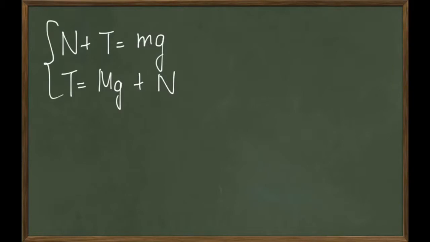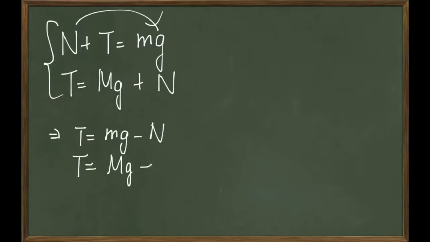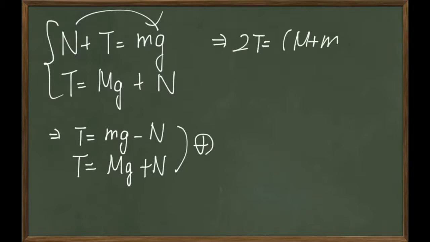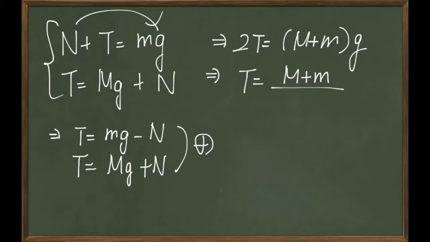All you have to do is do your algebra. So I'm going to move this N over here. That gives me T equals small mg minus N. And just copy the other one: T equals big Mg plus N. Then I add the two equations together. I get 2T equals big M plus small m, and the entire thing multiplies by g. I move the 2 over, so T equals M plus m divided by 2, and the entire thing multiplies by g. Okay, this is your answer.